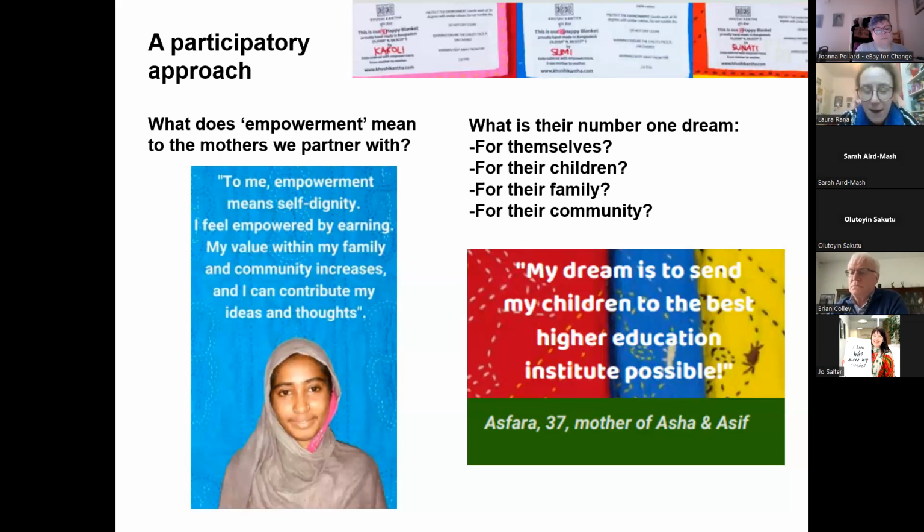Lots of people don't like the term empowerment. For us, it alliterates quite nicely with embroidery, so we use the tagline embroidered with empowerment. But yeah, in terms of the concept of empowerment, I wanted to start by asking the individual mothers that we partner with, each of them, what does empowerment mean to them?